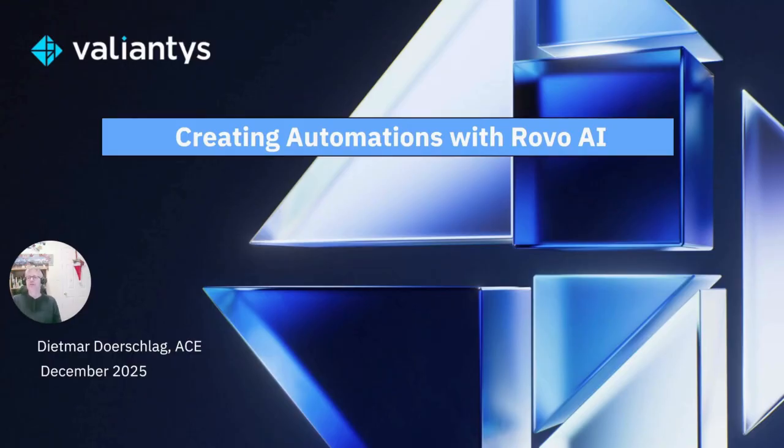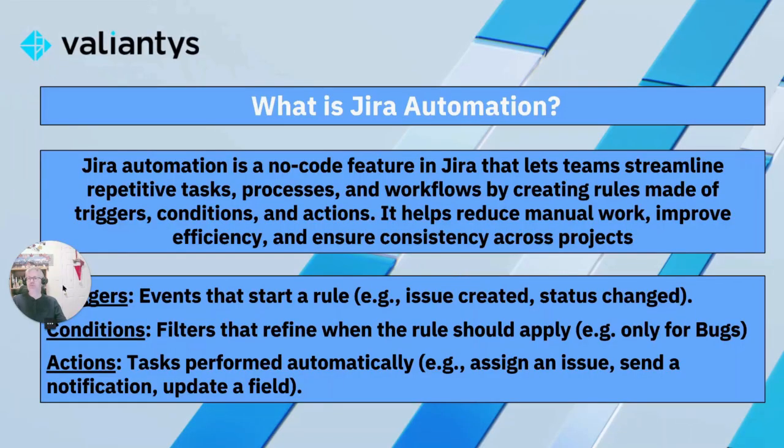As a consultant working with a variety of clients in the Atlassian ecosystem, I have really come to appreciate the power of Atlassian's automation rules engine. It's something that we use all the time. It is really, really cool. And in this video, I want to elaborate a little bit more on how I use Atlassian's native AI capabilities called Rovo, assisting me in creating automation rules. So let's dive in.